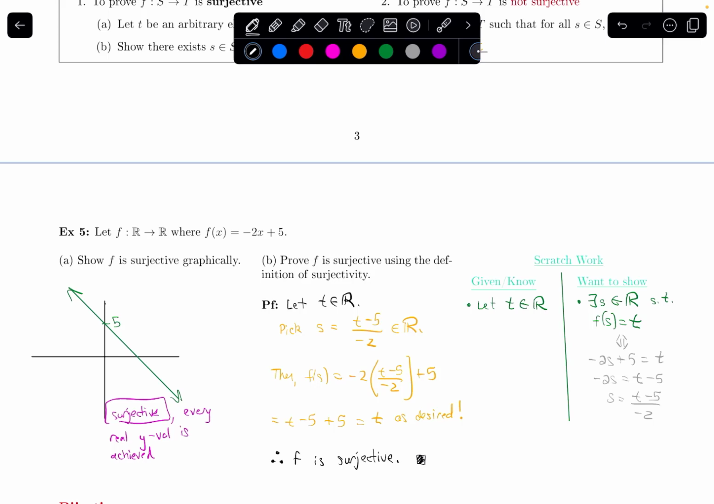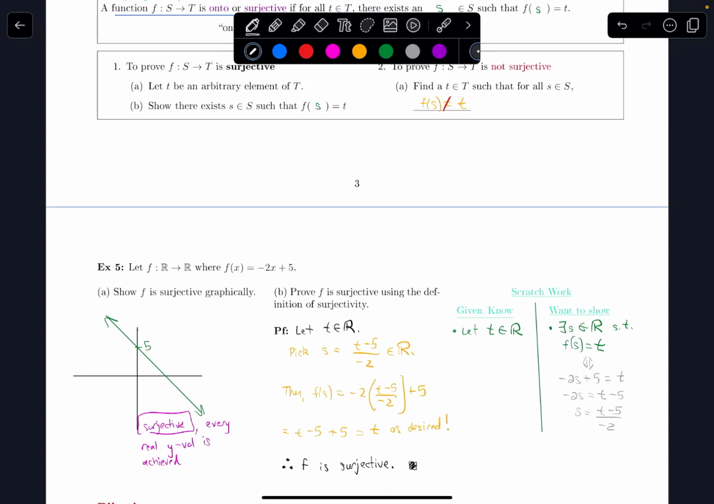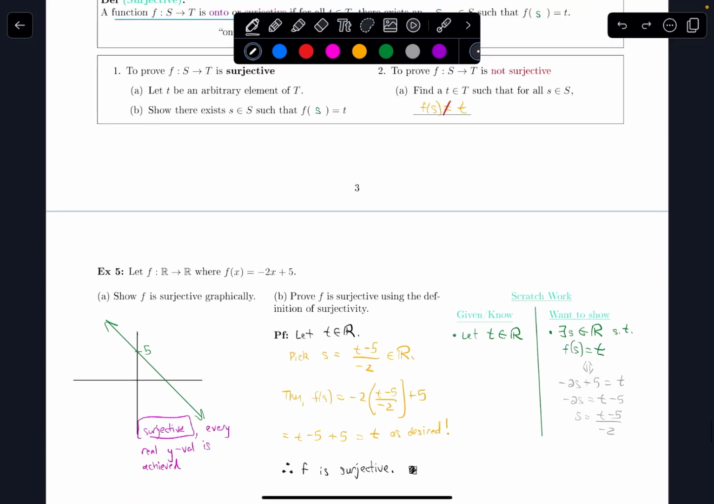So let's review the structure again. To show something is surjective, I start off by picking an arbitrary element that's in the codomain. In this case, that was the reals. And then what I want to show is I want to find some element in the domain. So often I'll have to figure out what that is by doing some scratch work like I did here, and show that when you plug it into your function, and you simplify it, you'll end up getting t as the output.